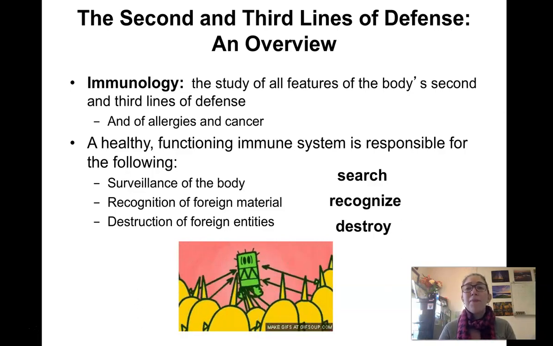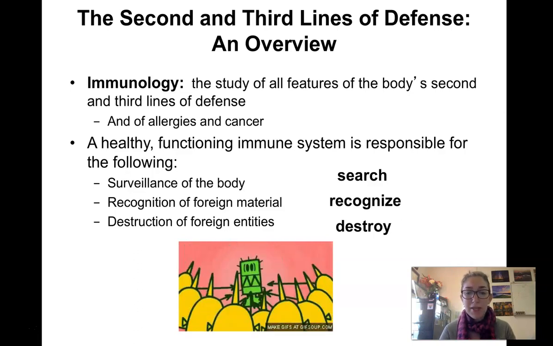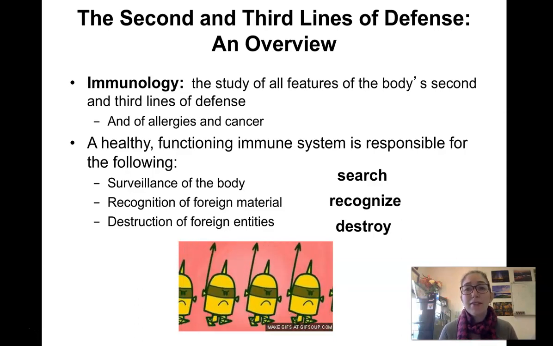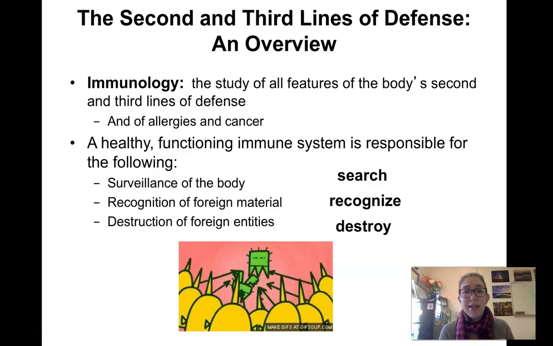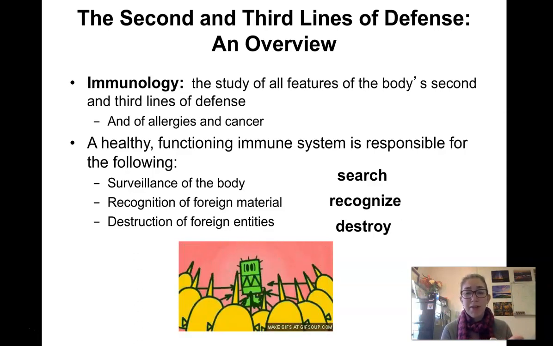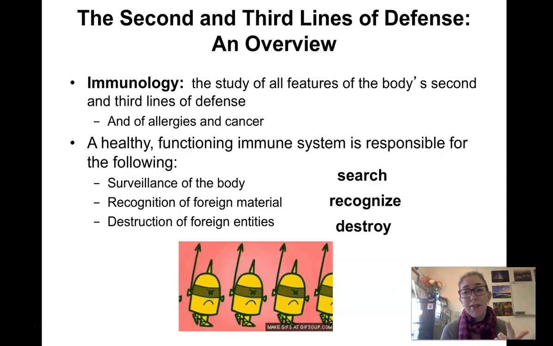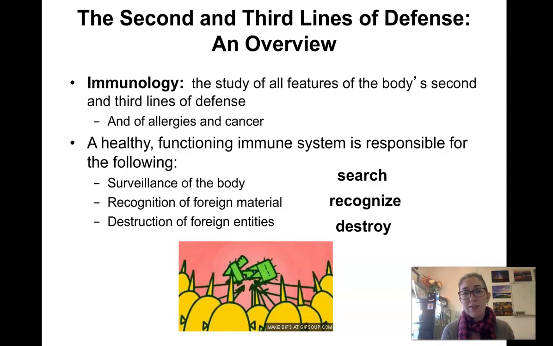Anyway, to have a healthy functioning immune system, the main role of the immune system is that it's your surveillance system. You have cells that will survey the body and search for foreign invaders. Then they need to be able to recognize the foreign invaders. So there's the recognition step, and then they need to be able to destroy those invaders.